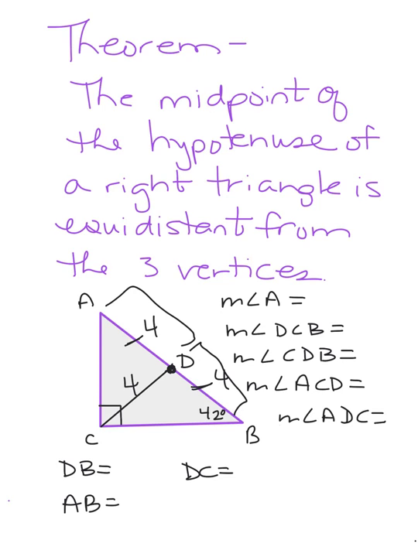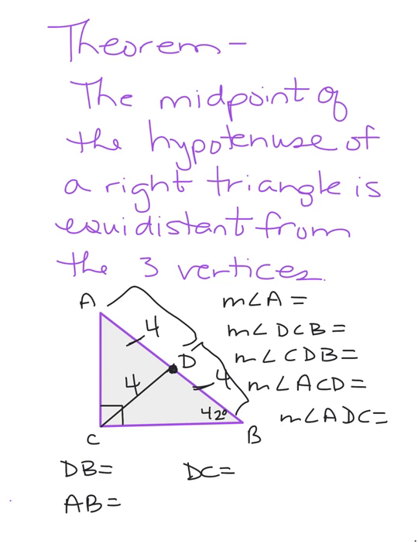Now we can fill in what we have so far. So we know DB has a measurement of 4. And we also know that AB has a measurement of 8. And DC has a measurement of 4. Now when we're looking at the big triangle, we know it's a right angle. So I know the measure of angle C is 90. And I know the measure of angle B is 42. Now this piece right here and this piece are congruent. So that makes an isosceles triangle. So that gives me 42 degrees right there. I know this other piece right here, again, we have 90, so that's going to be 48.